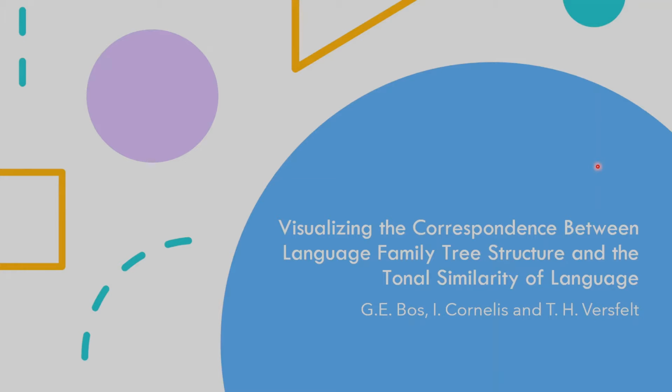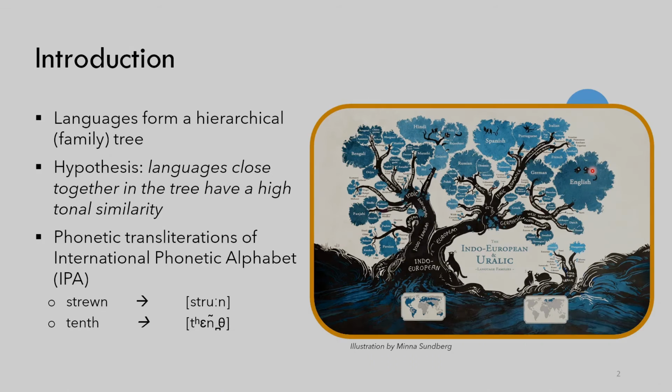I'd like to present our visualization project in which we analyzed and compared the way languages sound. Modern languages essentially form a family tree. This is a hierarchy of languages with child languages that evolved from parent languages, and there are also different branches of languages, as you can see here.